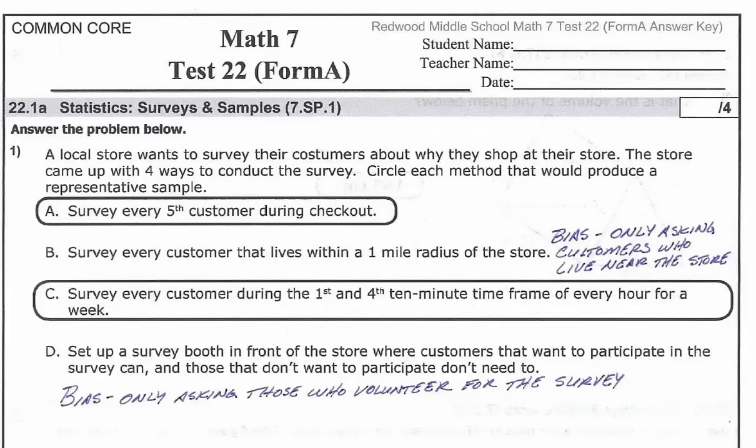All right, ladies and gentlemen, here we are for the week 22 test. Now, in this first problem, you're being asked to do some statistics. They call this surveys and samples. The idea is you're trying to figure out what is the best way to sample a group and get what we call a representative sample. And a representative sample means the sample represents the group as a whole.